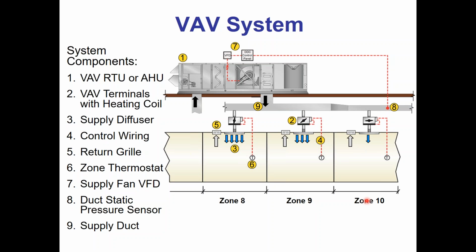Both VAV and constant volume systems can pick and choose between ducted returns and plenum returns. VAV tends to have plenum returns because it allows the fan-powered boxes, which we'll talk about later, to do their job better. So plenum returns are very common on a VAV system.